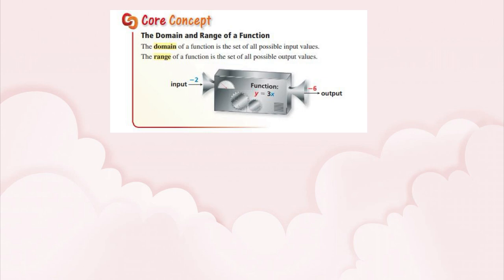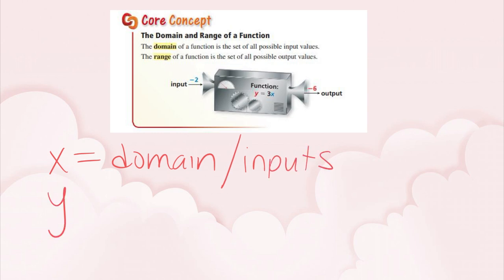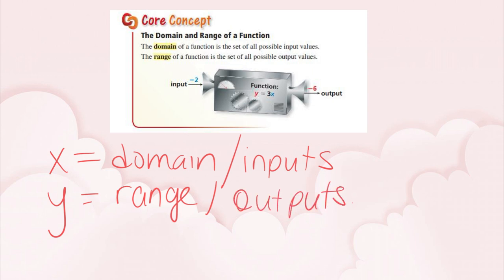Now we have what we call the domain and range of a function. So what does that mean? The domain of a function is the set of all possible input values. So your X's are going to be your domain, which is the same as your inputs. And your Y's are going to be your range, which is the same as your outputs, okay? So remember, the domain of a function is the set of all possible input values, but the range of a function is the set of all possible outputs.